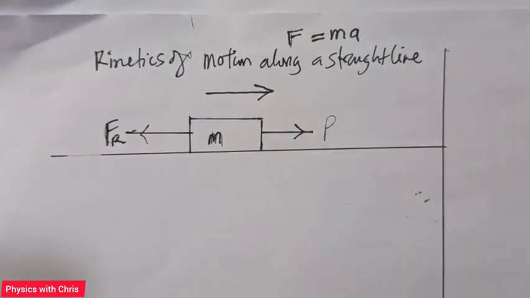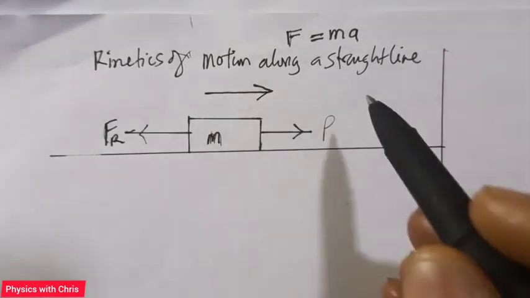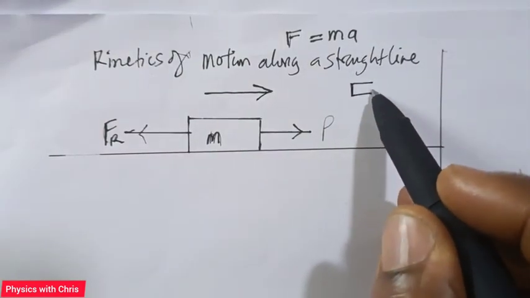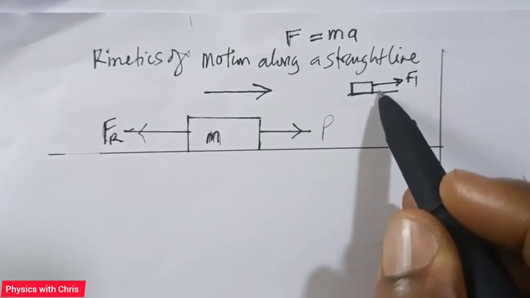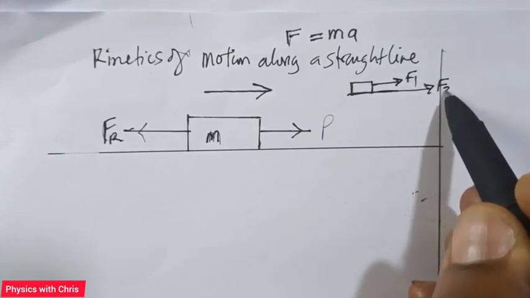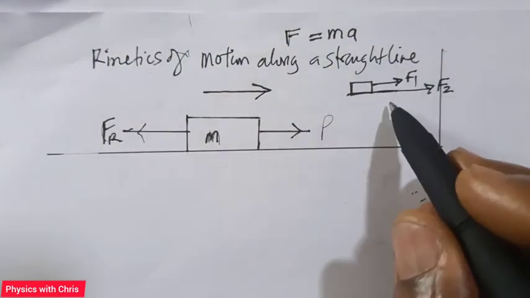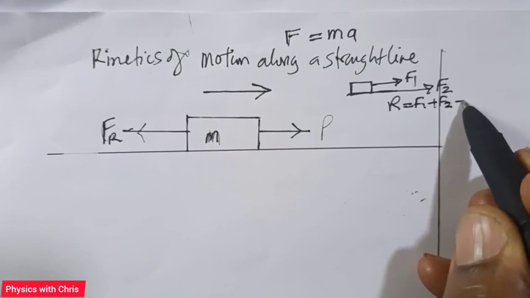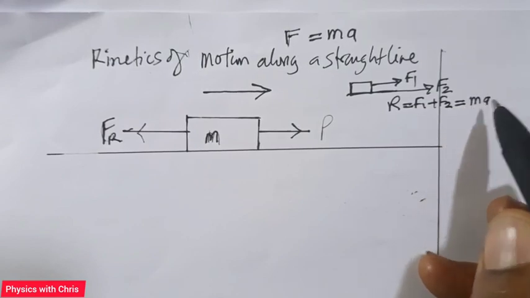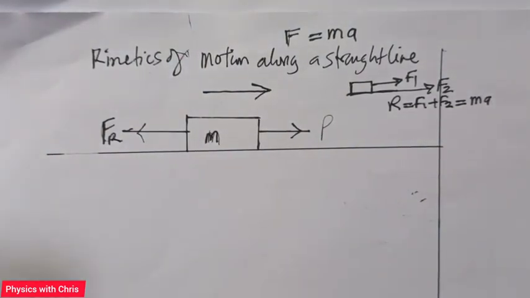Now let me first of all start with a case where the two forces act in the same direction. Probably you have the body of mass m acted upon by two forces. Let's call them F1 and F2. Since the two forces act in the same direction, their resultant is just the sum of F1 and F2, and that equals mass times acceleration according to Newton's second law of motion.